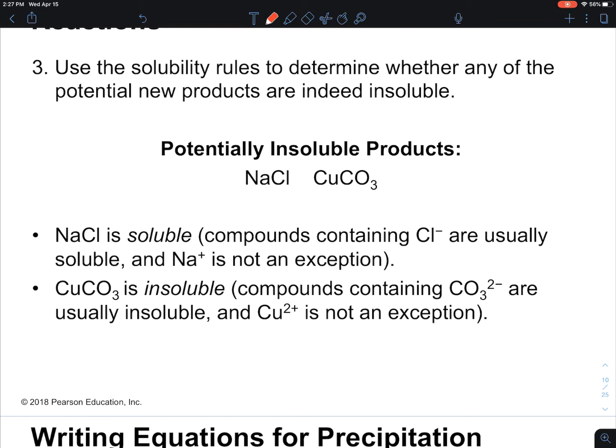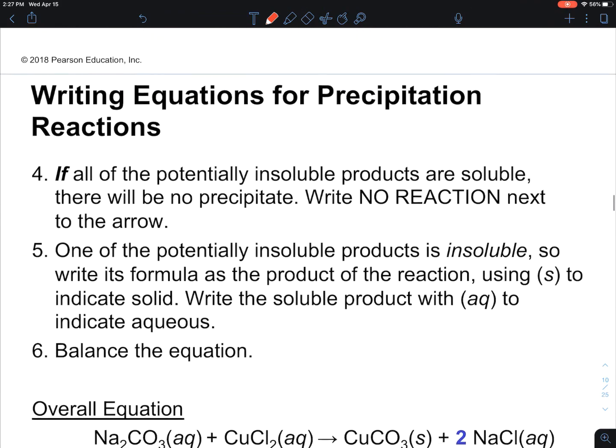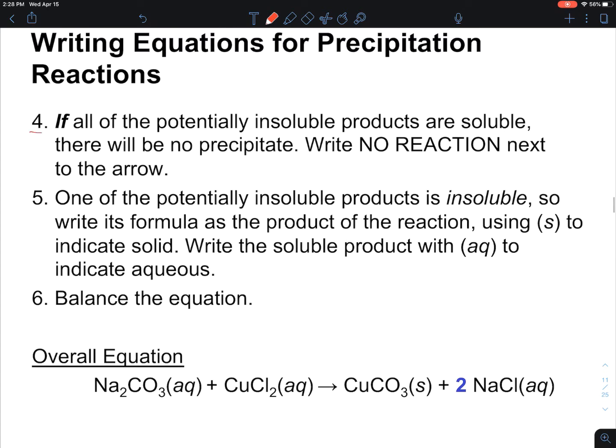So once you've done that, you've written the equation, you balanced everything, you've got to check to see if those compounds, those products, sodium chloride and copper carbonate, are soluble or not. Sodium chloride, checking your solubility rules, is soluble. Copper carbonate is insoluble. It's going to be a solid. As a consequence, you would say this is a precipitation reaction.